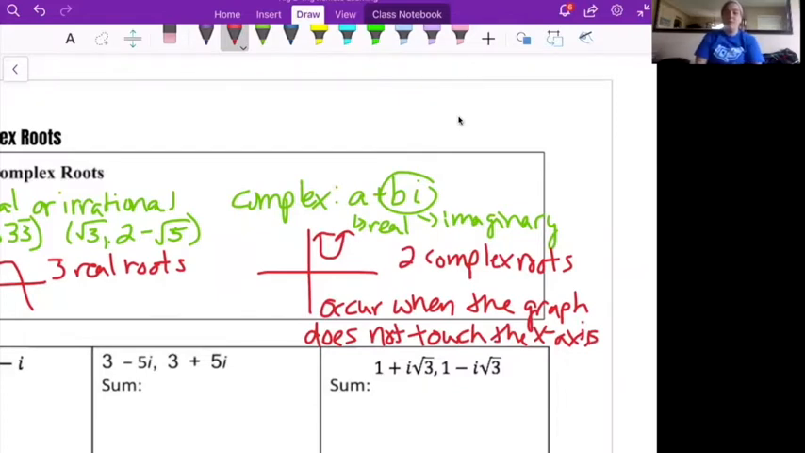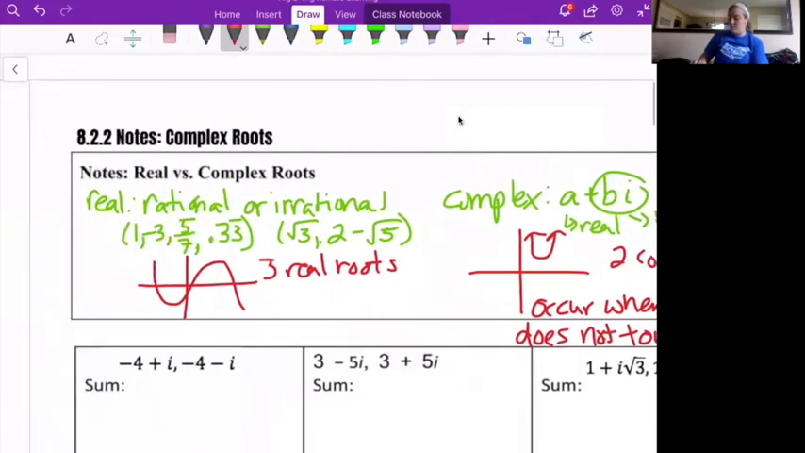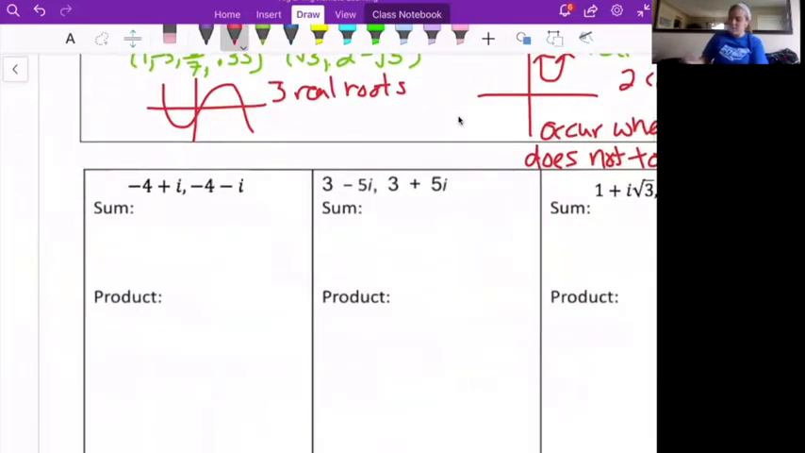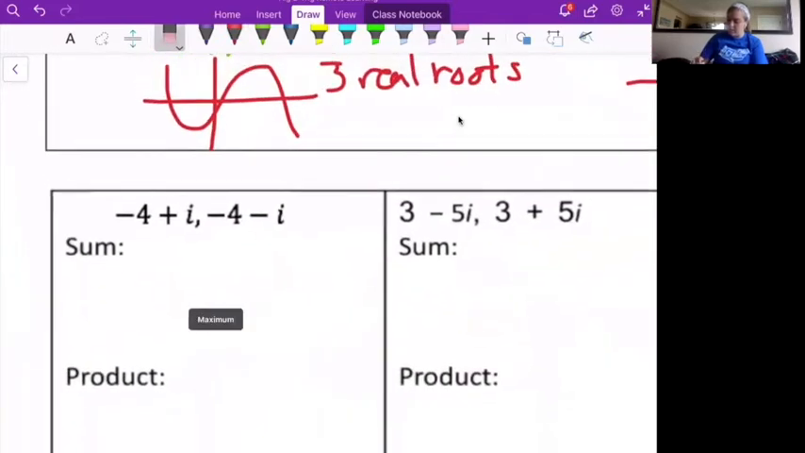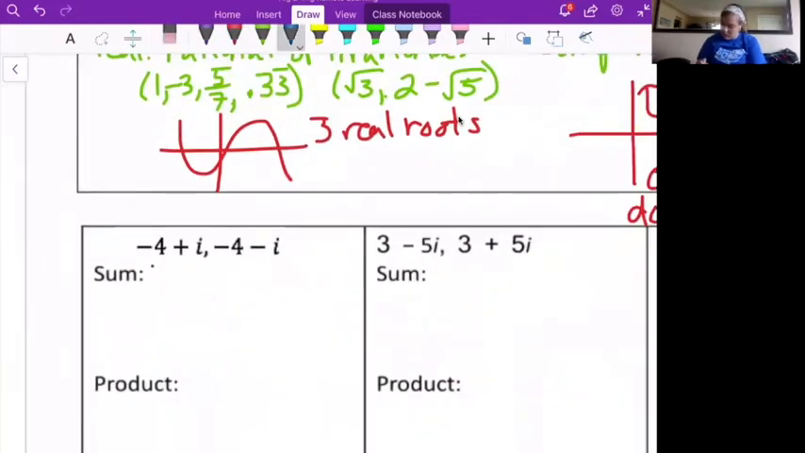Okay, so we're going to talk mostly about complex numbers today, and then we'll talk a little bit more about these complex roots and what they mean as far as our graphs go in another section. So if we have the complex numbers -4 plus i and -4 minus i, and we want to find the sum of these, so we want to add these together. So -4 plus i plus -4 minus i.